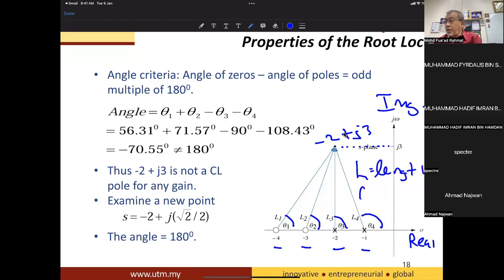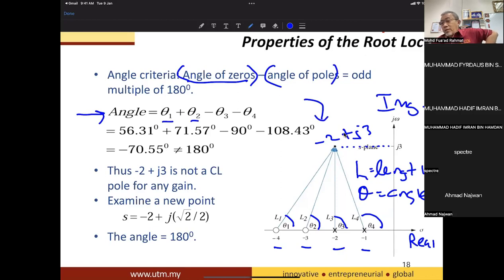Okay. Theta is angle, right? The angle criteria says the total angle of zeros minus the total angle of poles is equal to an odd multiple of 180 degrees. So this is the angle criteria. So theta 1, theta 2, theta 3, and theta 4 from the S-plane here. Right? So how are we going to get theta 1? How do we get theta 1?